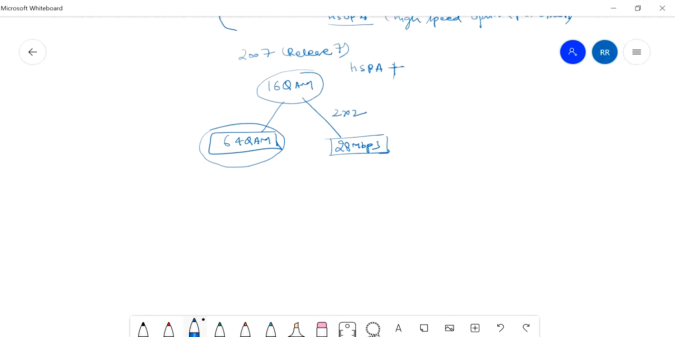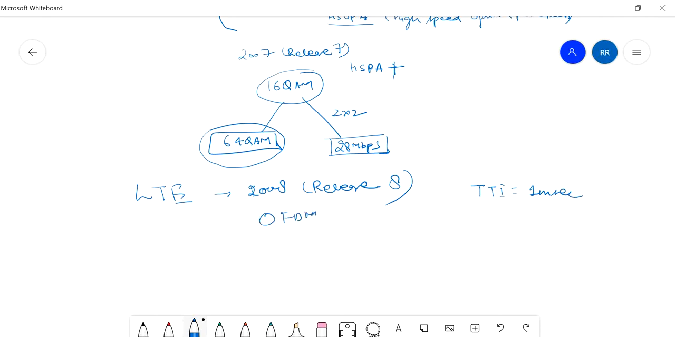And after that, a proper LTE came, that came in 2008, and that is called release 8. And in LTE the TTI was 1 millisecond.